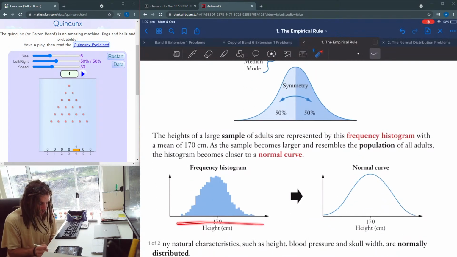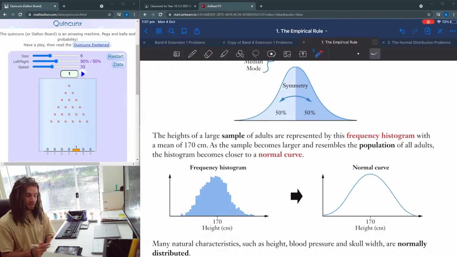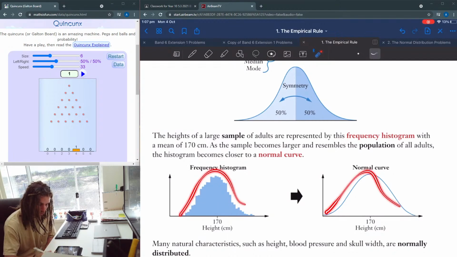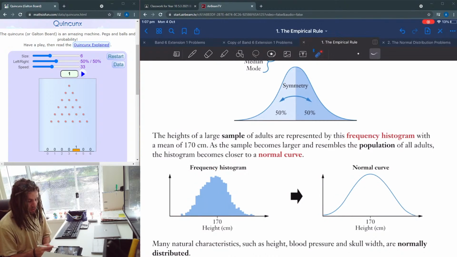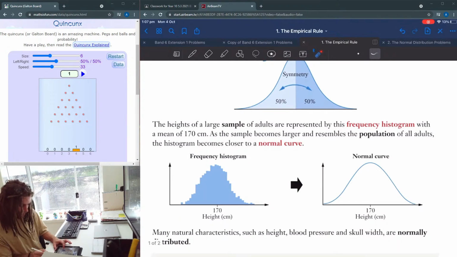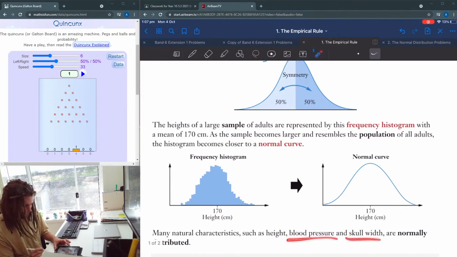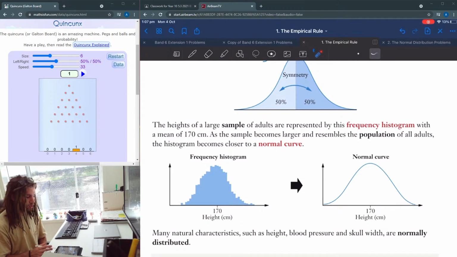So you think of the heights here. If I took the heights of everyone in our class, it'd be much more jaggedy, kind of like this, right? Whereas the more scores you take, the more it looks like my normal curve. So if I were to take the heights of every single person in Australia, you might find that it looks pretty close to a normal curve. And there's a few examples here, like blood pressure and skull width is a very extreme example. I don't know why that's weird, but normal distributions.